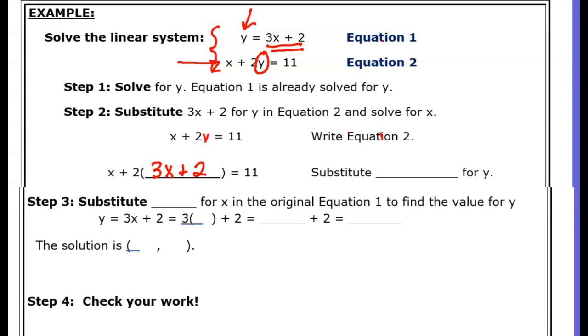So it's equal to 11. And we're then going to substitute in 3x plus 2 for y, so we're going to write equation number 2. I kind of ran out of space in this one. Hold on.